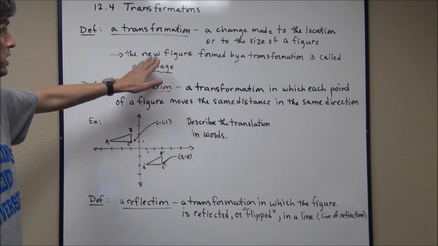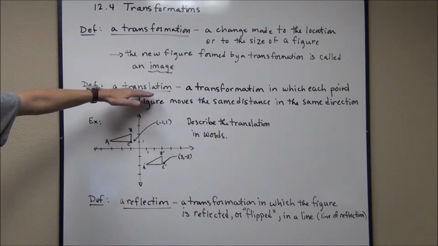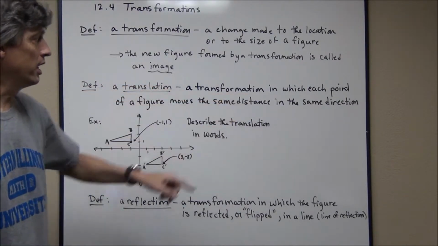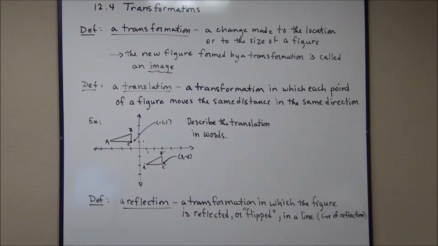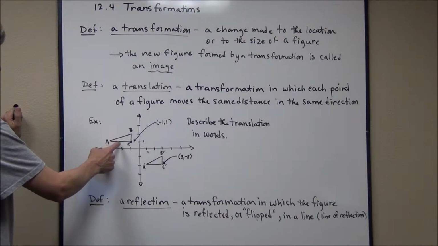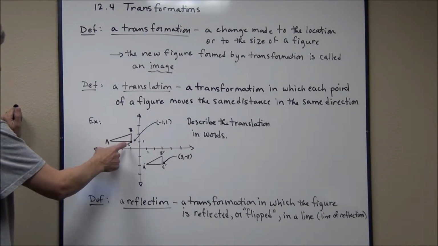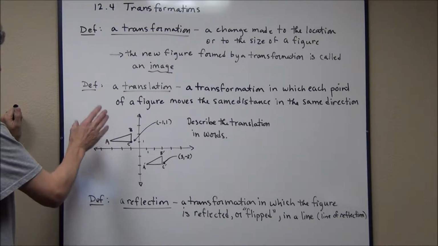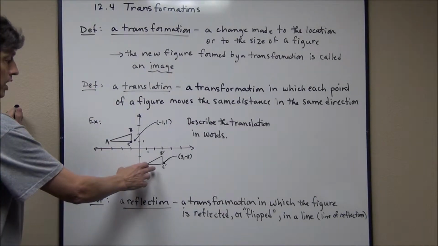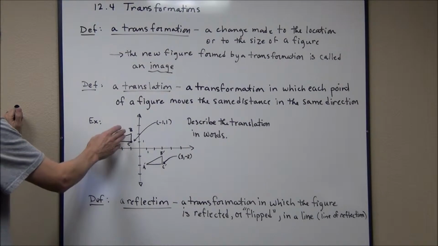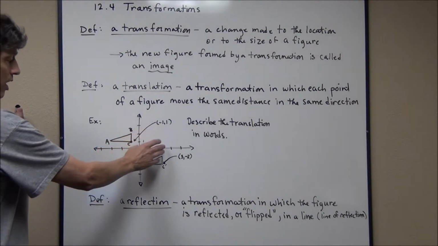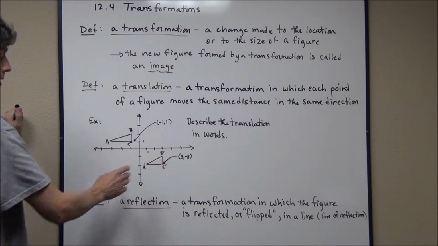Right? So the first type of transformation that we're going to look at is what we call a translation. Some students call this a slide. A transformation in which each point of a figure moves the same distance in the same direction. This is a rigid transformation. The shape does not change, just the location. Notice here in the example I have a right triangle, triangle ABC, and I'm going to slide or translate this to the image here, A prime, B prime, C prime. So it kind of went to the right and kind of went down, or down and to the right.